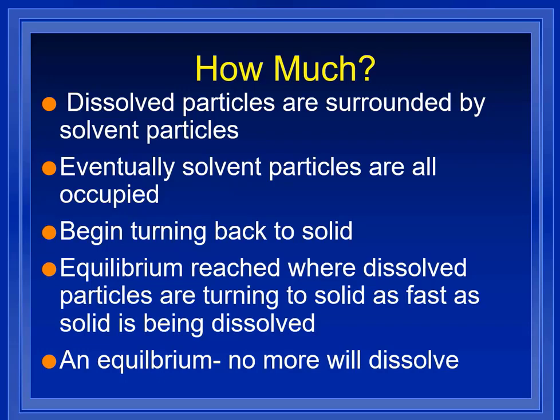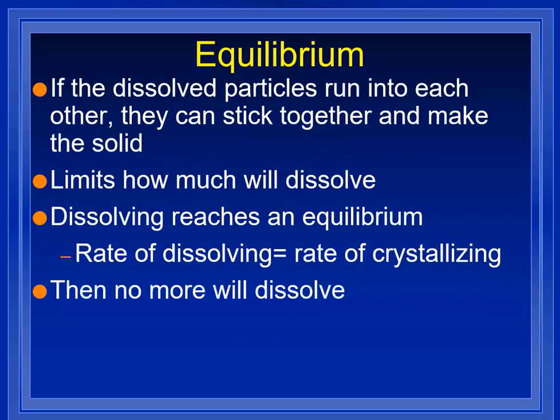This tells you that they're going back and forth. We just don't get to see the individual pieces going, but they are moving. That's how they know, because they've tracked the radioactivity. It was in the liquid, then it's in the solid, then it shows up in the liquid again. That's how they know. So equilibrium is rate of dissolving equals rate of crystallization. That's what happens at equilibrium. Rate of dissolving equals the rate of crystallization.